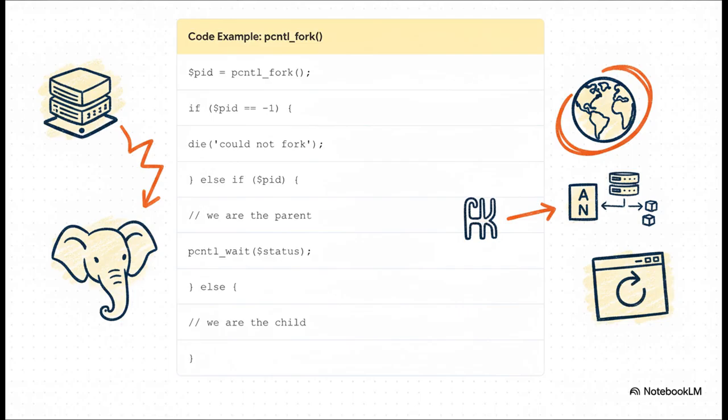When pcntl_fork gets called, the script splits in two. The original process, the parent, gets the process ID number of the new child, but the child process, it gets a PID of 0. And that simple difference is how you write your code to tell the parent and the child to do different things at the same time.